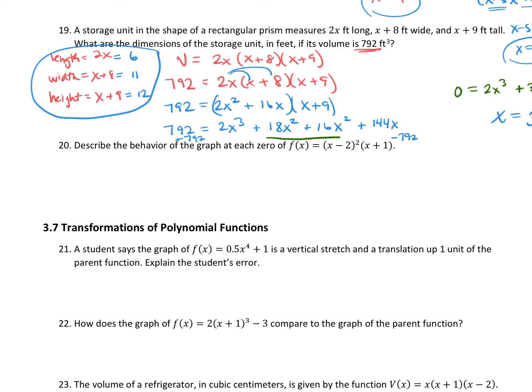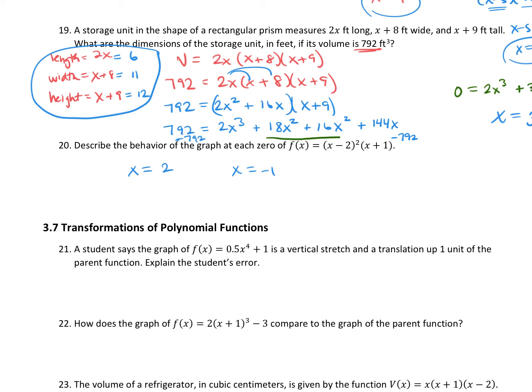So it's in factored form. We're able to identify the zeros, set each factor equal to 0. We have a 0 at x equals positive 2, and we have a 0 at x equals negative 1. Now, they did not ask us to describe the end behavior. They want the behavior of the graph at each zero. So what's happening at x equals 2? And what's happening at x equals negative 1?